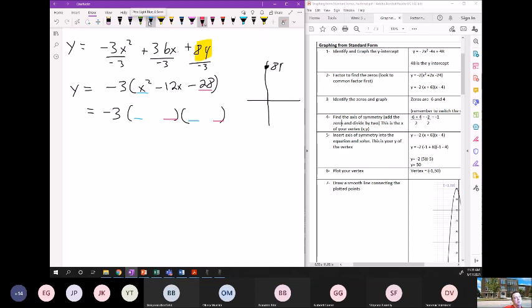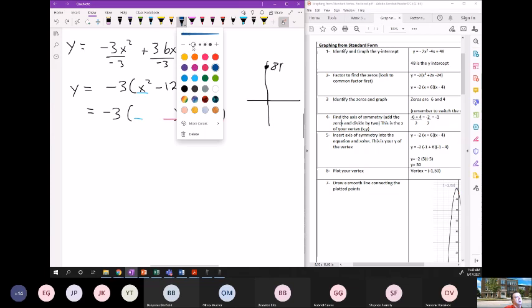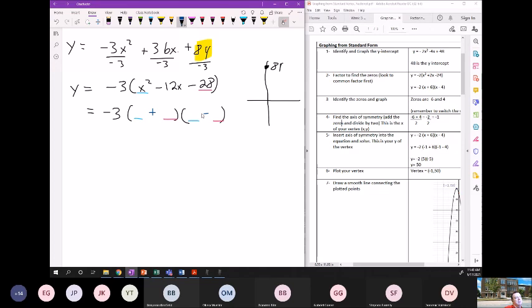I'll give you guys a minute to work this out. I'll give you a hint. It's going to have a plus and a minus. Okay? So put an F in chat when you think you have it factored. Does anyone have that factored yet? Mia's got it.